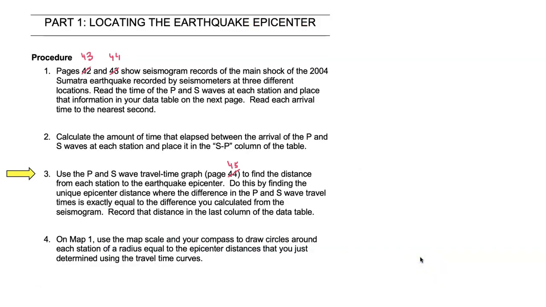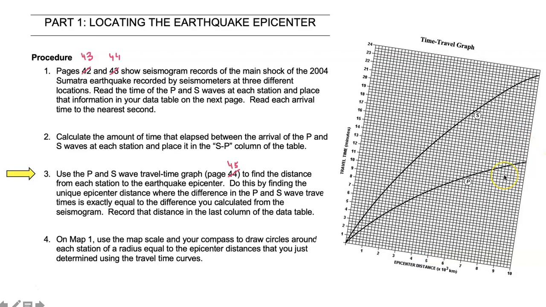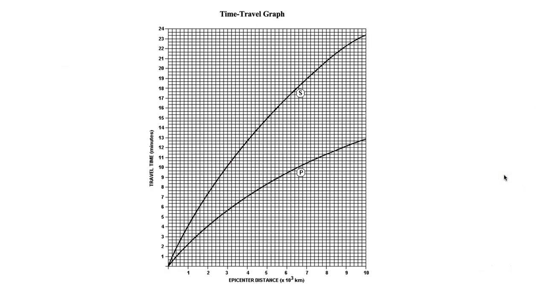The next thing after the chart is done is to use the P and S wave time travel graph, which is this graph right here. And we're going to use it to find the distance to each earthquake epicenter. I'm going to show you how to do it for those first two, and then you're going to do Guam on your own. So what is on this graph?